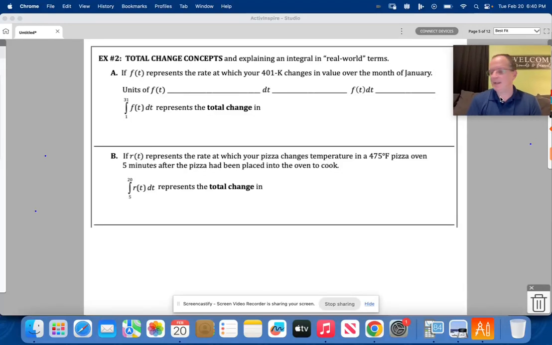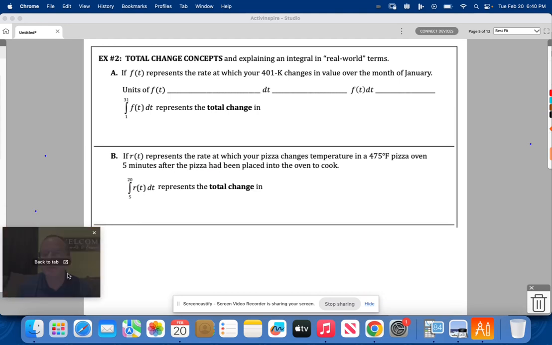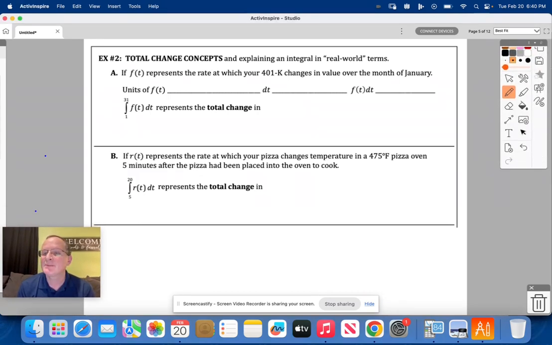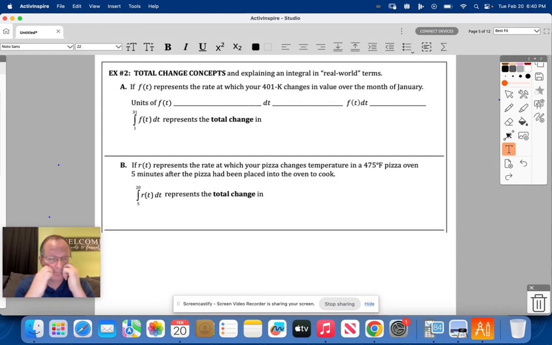Okie dokie. Example two. We've got some terminology here that's going to be very helpful for us. I think I'm going to be doing some typing. It says total change concepts and explaining an integral in real world terms. If f of t represents the rate at which your 401k changes over the month of January, then the units of this rate would be dollars per day.